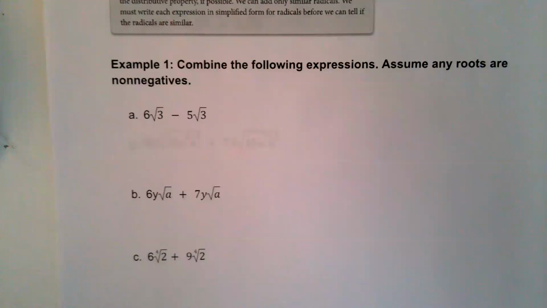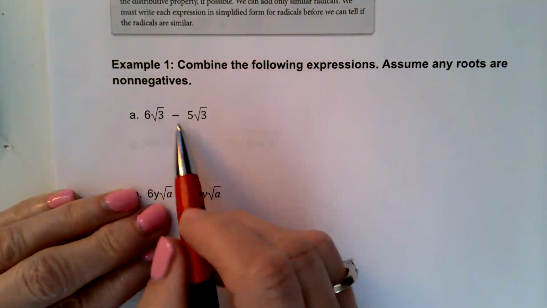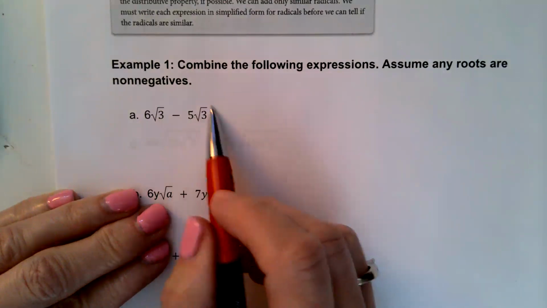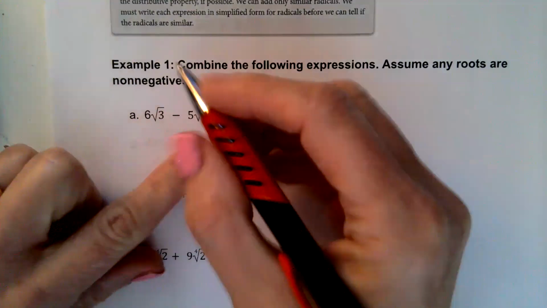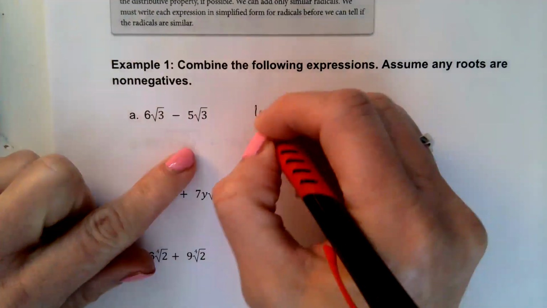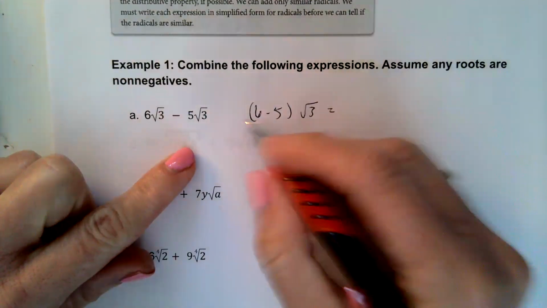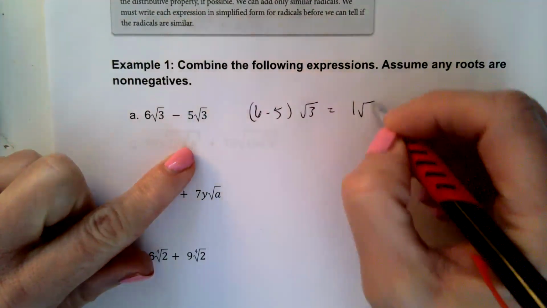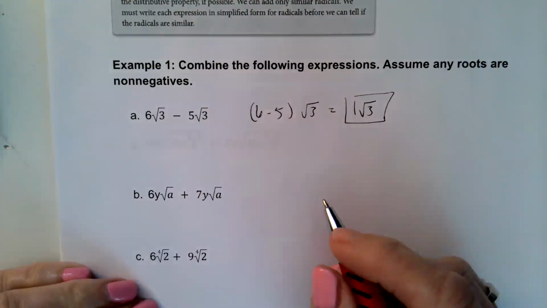So let's do some basic ones. We have 6 of these square roots of 3, subtracting 5 square roots of 3. So we have 6 minus 5 of these things. So we can really write this as 6 minus 5 of these square roots of 3. So we really just have one of them.